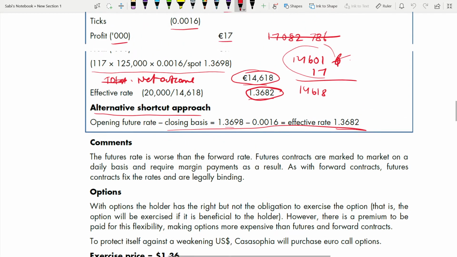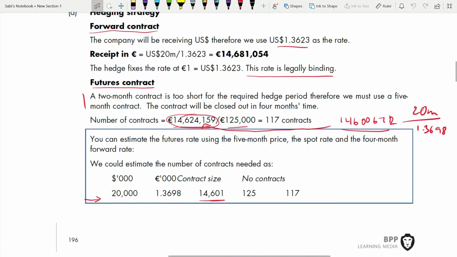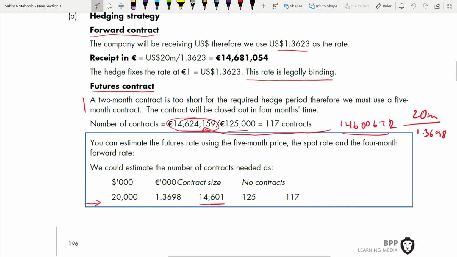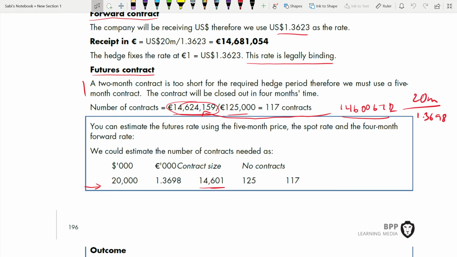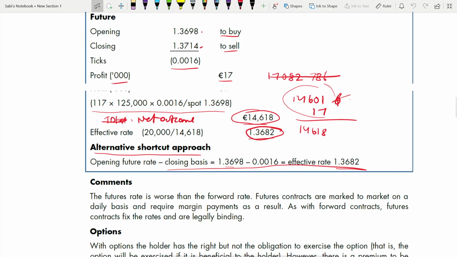Now we'll see why future rate is worse than forward rate. What was the forward rate? Let's go up. It was, okay, 1.3623, or we can just check the receipt. It is 14,681. 14,681. Here it is 14,618. So you can see that forward is better than future.